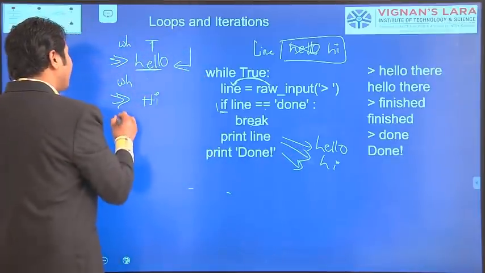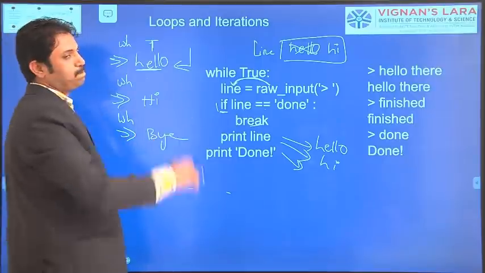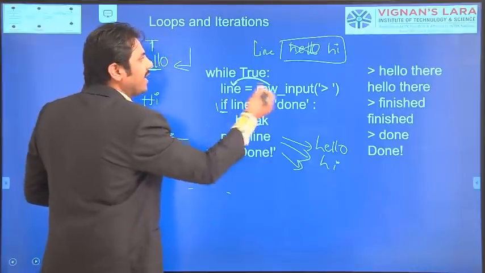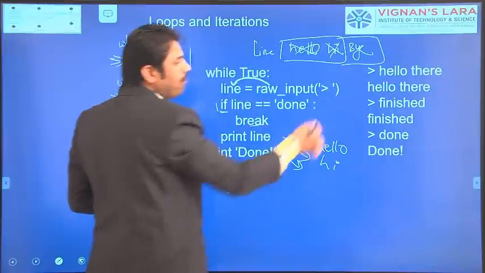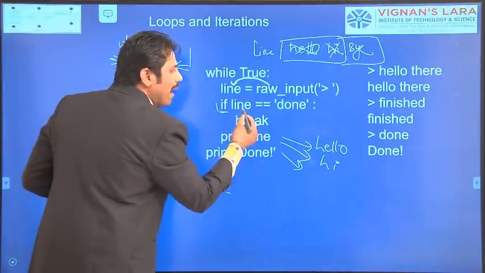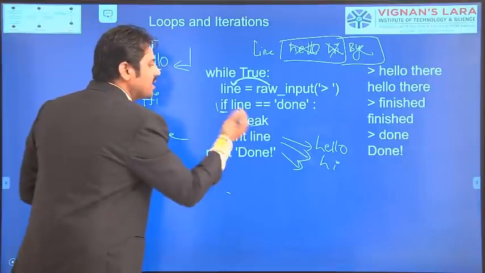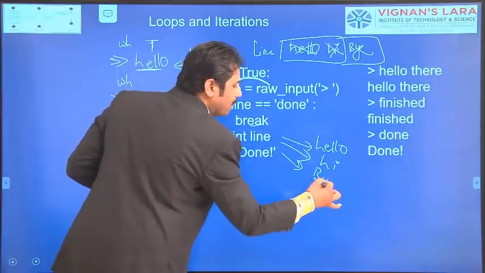Next, for the third iteration, I give bye. At this time line contains the statement bye. Bye equals to done is again false. That's why it doesn't execute break and again prints bye.